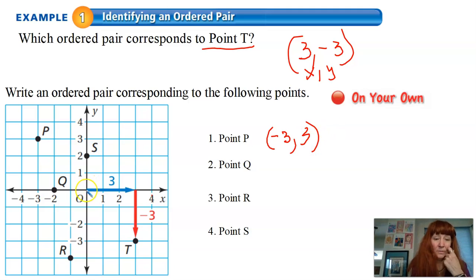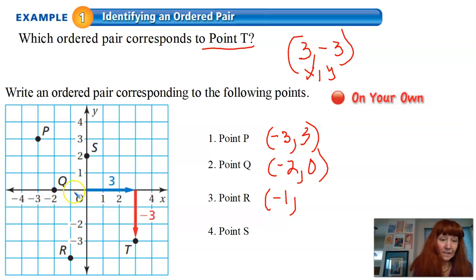Same thing for point Q. This one's kind of tricky because when I go backwards, I'm going to the left 2 spaces. That makes it a negative 2. But then I'm not traveling up and down, which means I'm telling you to go 0 spaces up or down. So that's why I put 0 as the Y coordinate. And then point R is left 1, so I know it's negative 1. But then to get down here, I can count 1, 2, 3, 4. So even though it's not labeled, I know it's negative 4.